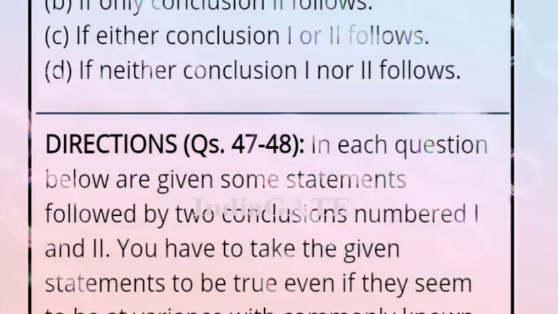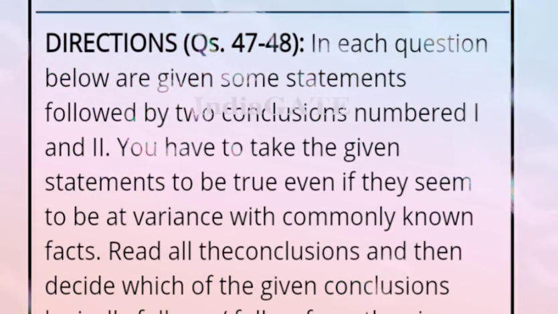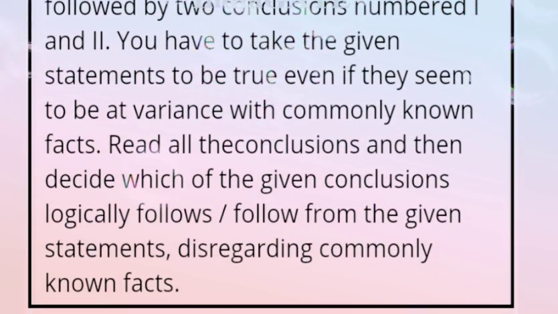Okay, now here the direction is given: in each question below, some statements are given followed by conclusions numbered 1 and 2. You have to take the given statements to be true even if they seem to be at variance with commonly known facts. Okay, read all the conclusions and then decide which of the conclusions logically follows from the given statements.